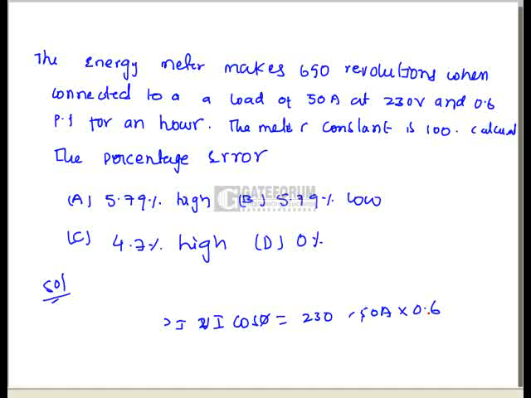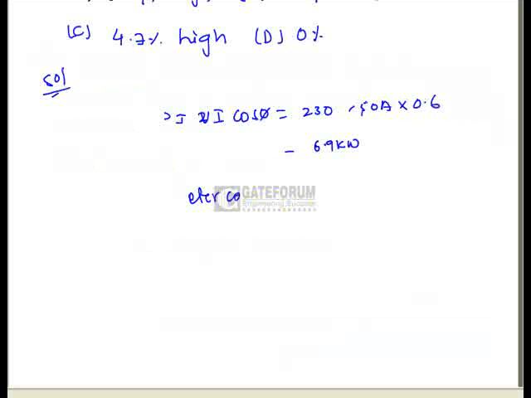From this we can find out the actual power consumed by the load, which is 6.9 kilowatts. If you solve this, we will get 6.9 kilowatts. But here he is given the meter constant. What is the formula for the meter constant? The meter constant is nothing but revolutions per kilowatt hour.